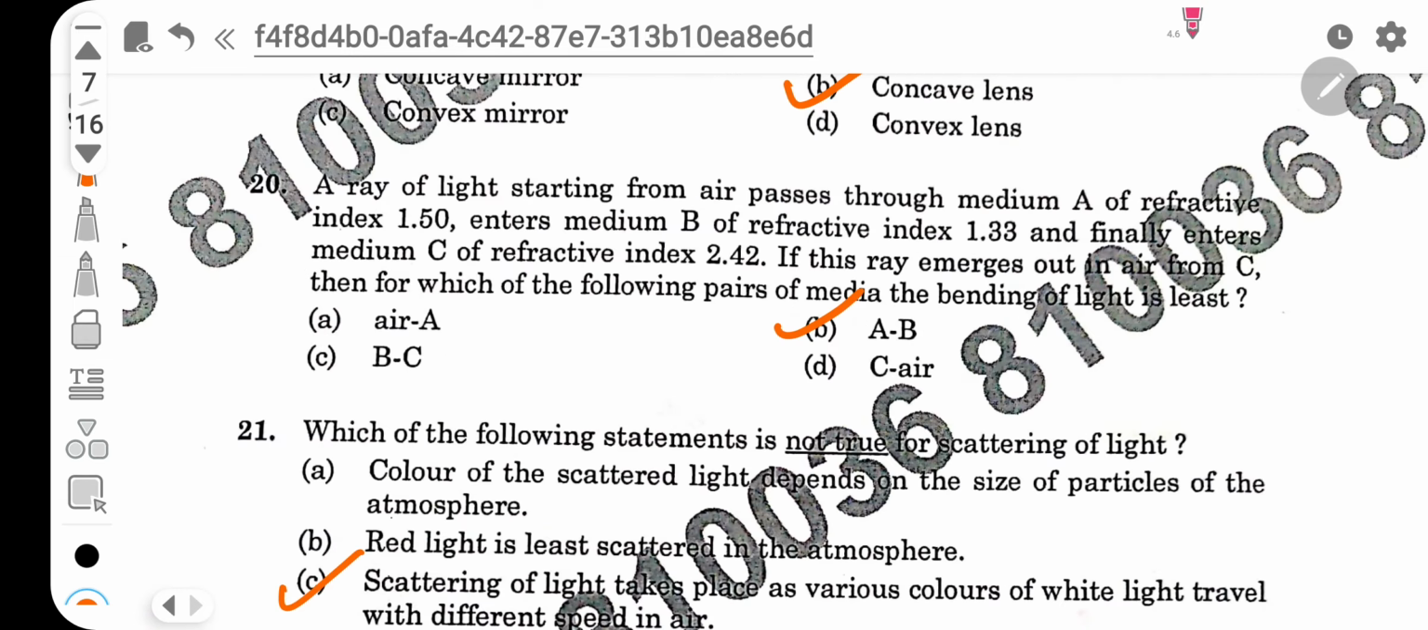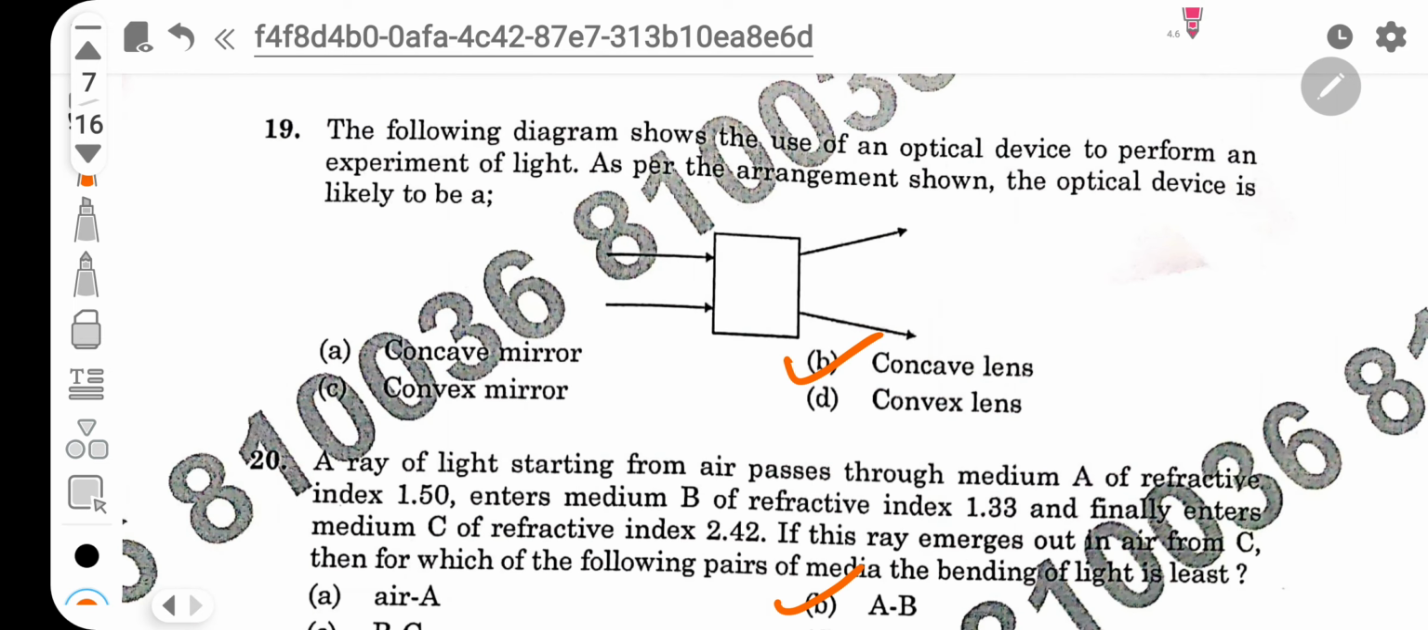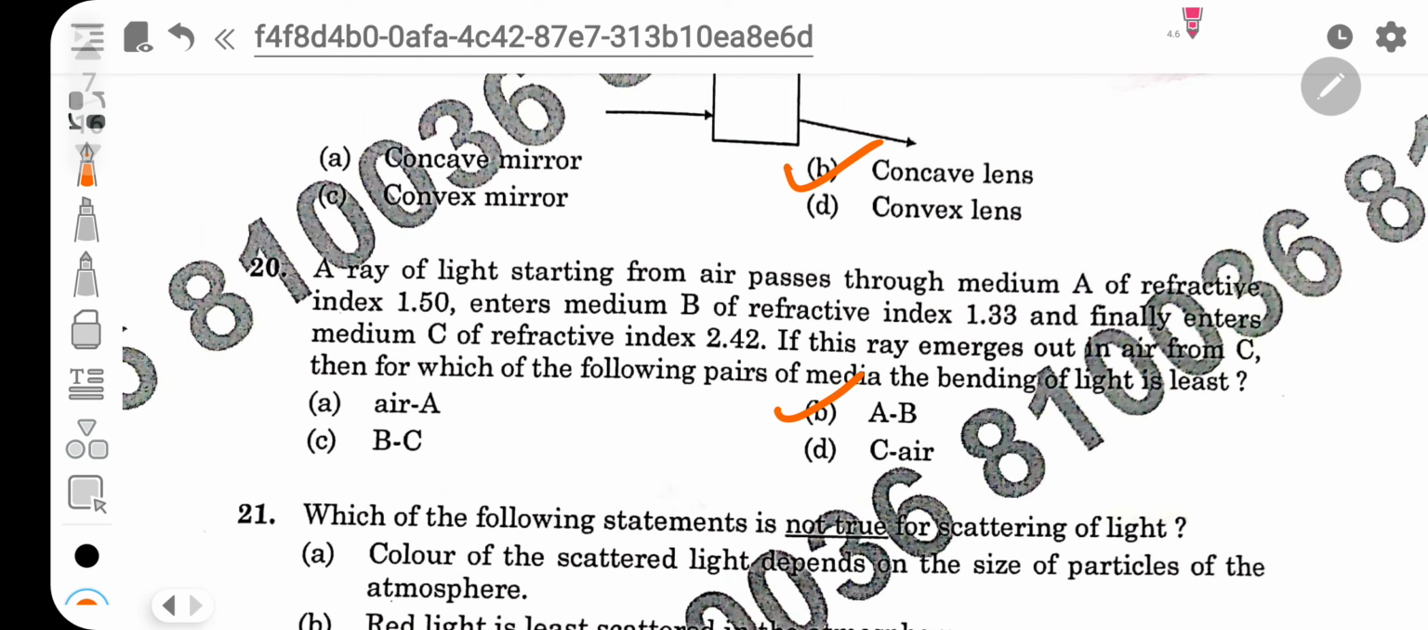Now question number 19. The following diagram shows the use of an optical device to perform an experiment of light. As per the arrangement shown, the optical device is likely to be a concave lens, because the rays are diverging and it is a lens. So the answer is B.